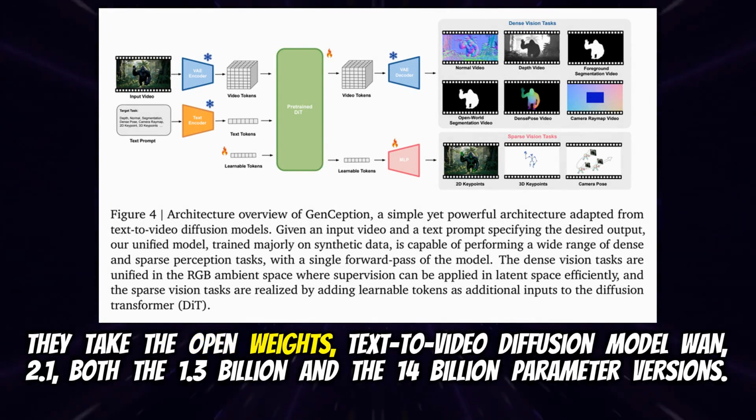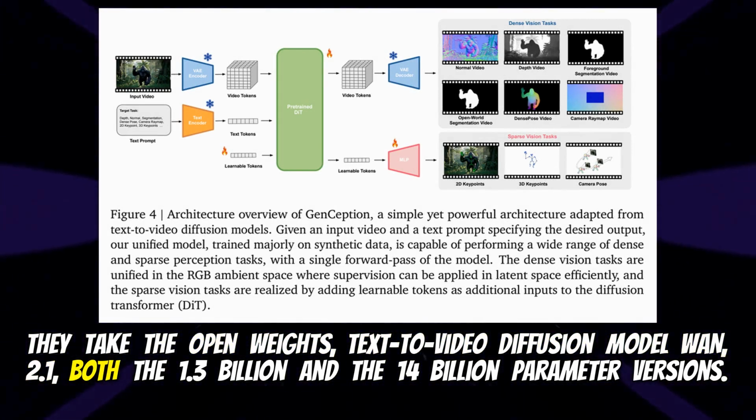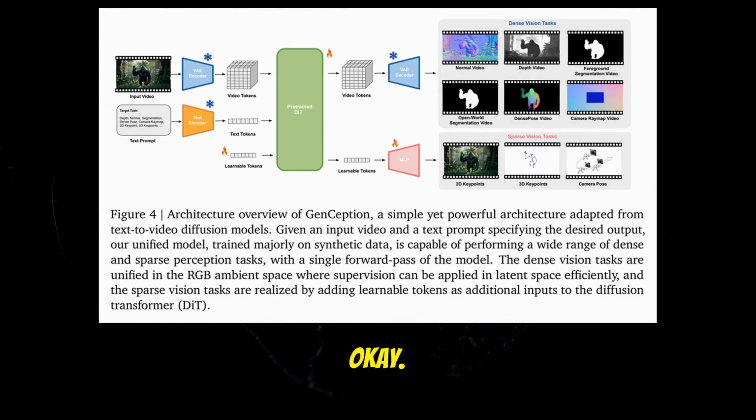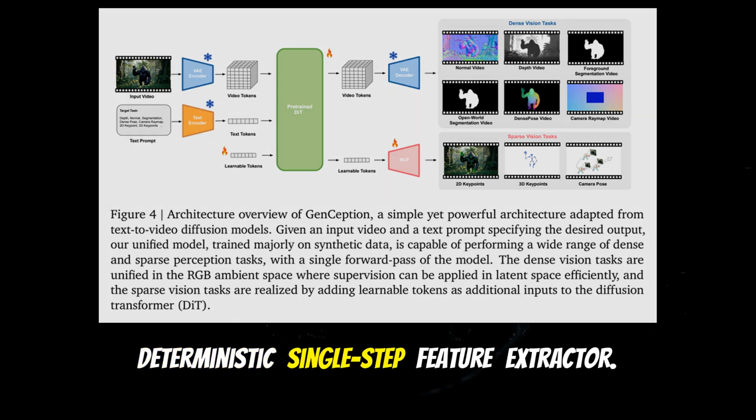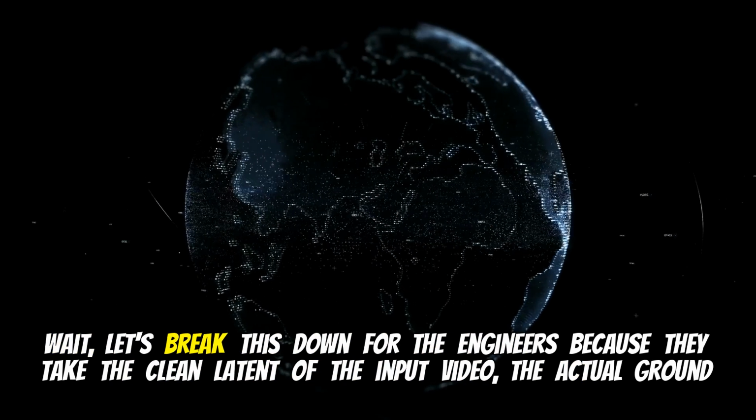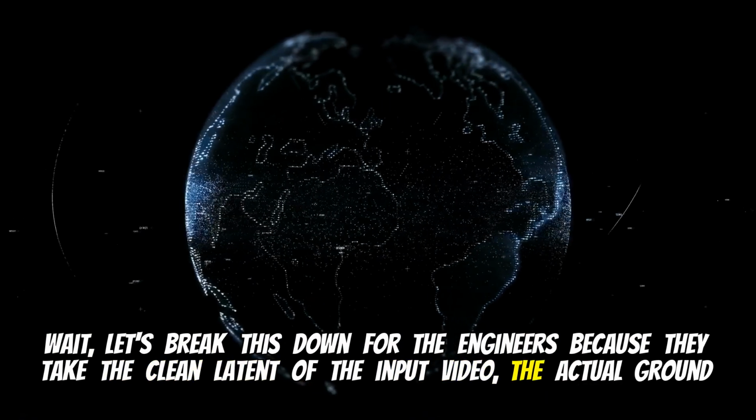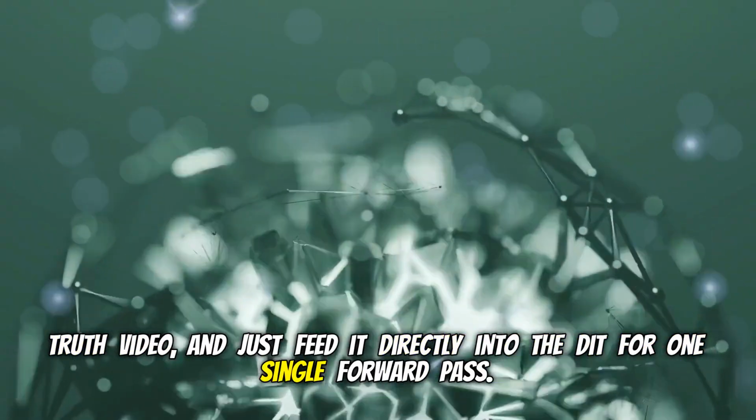They take the open-weights text-to-video diffusion model Wan 2.1, both the 1.3 billion and the 14 billion parameter versions. And instead of feeding it noisy latents and iterating, they repurposed the diffusion transformer, the DiT, into a deterministic single-step feature extractor. Let's break this down for the engineers, because they take the clean latent of the input video, the actual ground truth video, and just feed it directly into the DiT for one single forward pass.